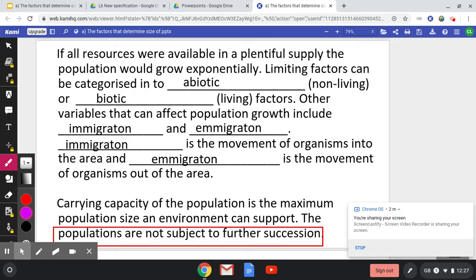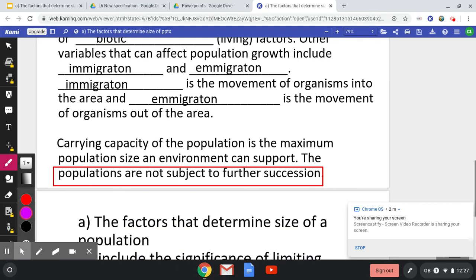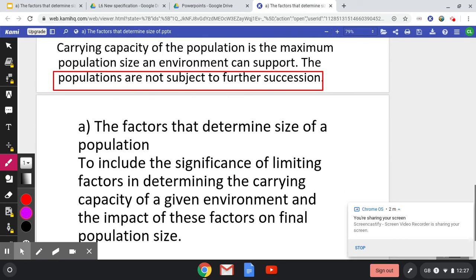Okay, other variables that can affect population growth include immigration and emigration, where immigration is the movement of organisms into the area and emigration is the movement of organisms out of the area. As we just mentioned before, carrying capacity is the maximum population size an environment can support. And that bit there in the red box is taken directly from the mark scheme: populations are not subject to further succession.